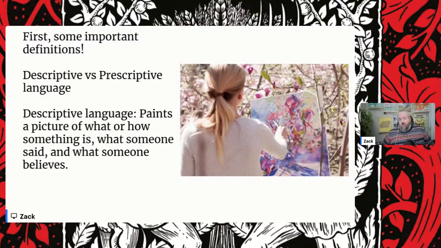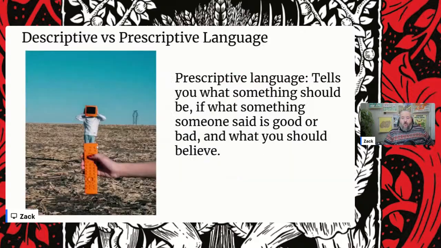So anyway, important definitions. The first one being descriptive versus prescriptive language. Descriptive language paints a picture of what or how something is, what someone said, and what someone believes. In contrast, prescriptive language tells you what something should be. It makes a value judgment on whether what someone said is good or bad, and what you should believe.